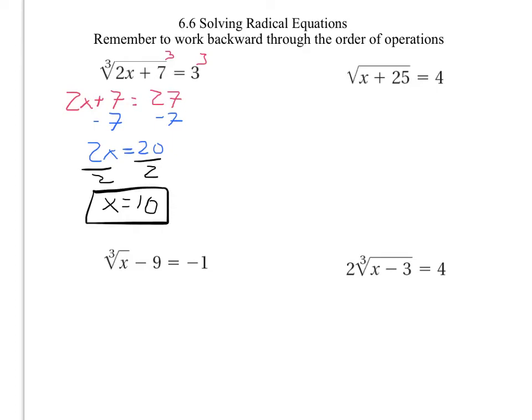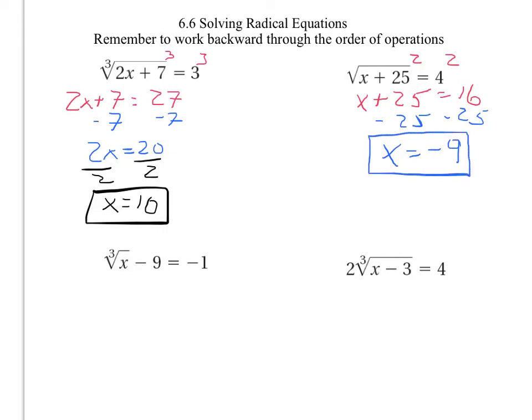Next one, same type of thing. It's a square root, so the opposite of square root would be to square. We've got to get rid of that radical sign so that we can work on the stuff underneath. We do that by squaring, so now we have x plus 25 is equal to 16. Now we can finish getting x alone by subtracting off 25. So x will be negative 9. And there it is.